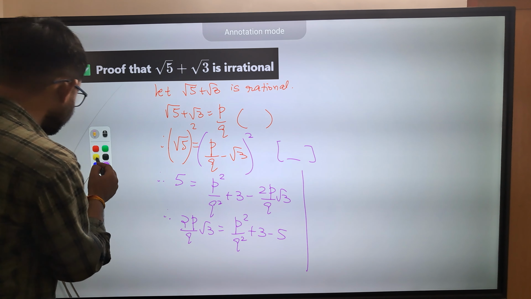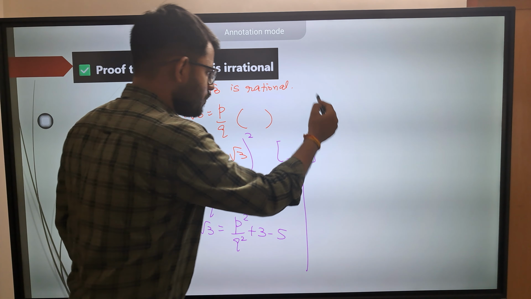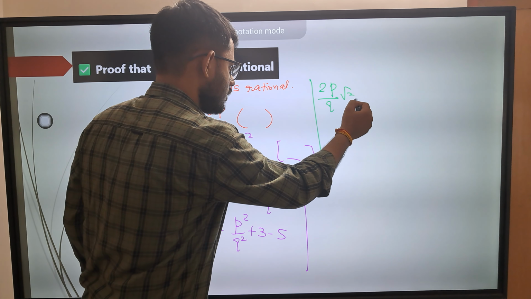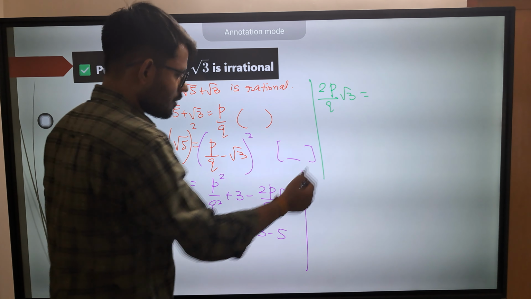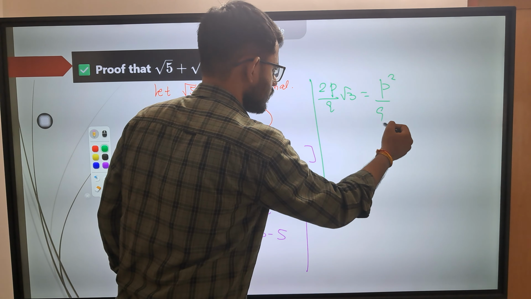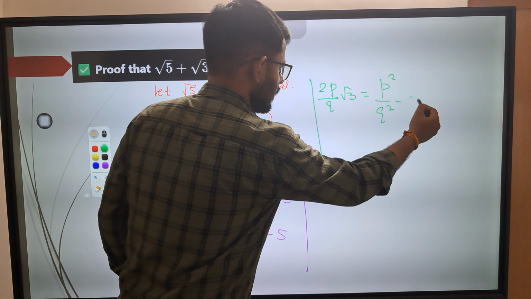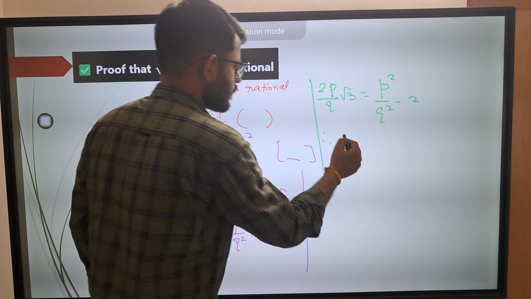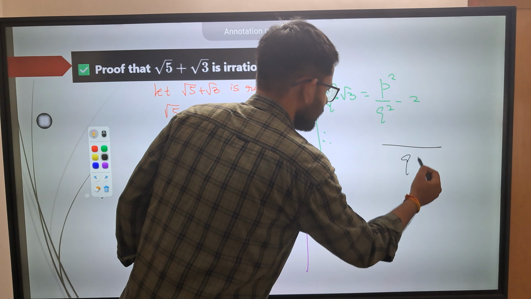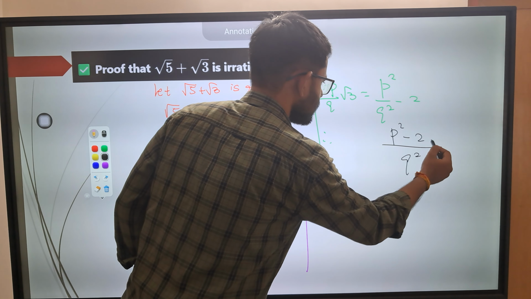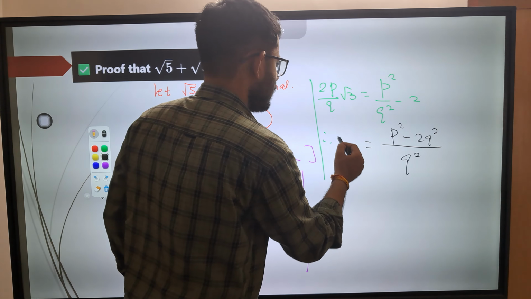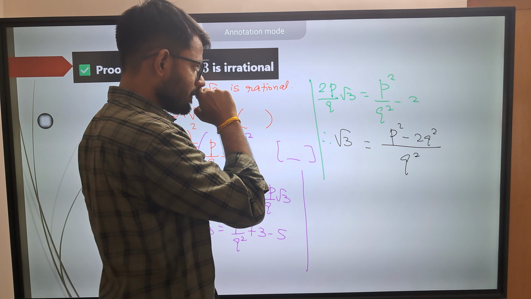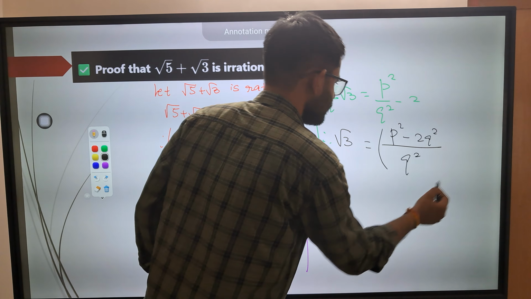Now what we can write? 2p by q root 3 is equal to p square by q square, or 3 minus 5 is minus 2. Now what you can do? You can do simplification, that is LCM in the RHS, p square minus 2q square. Here you can see we have 2p by q. If we take it to the RHS, then it will be reciprocal, that is q by 2p.